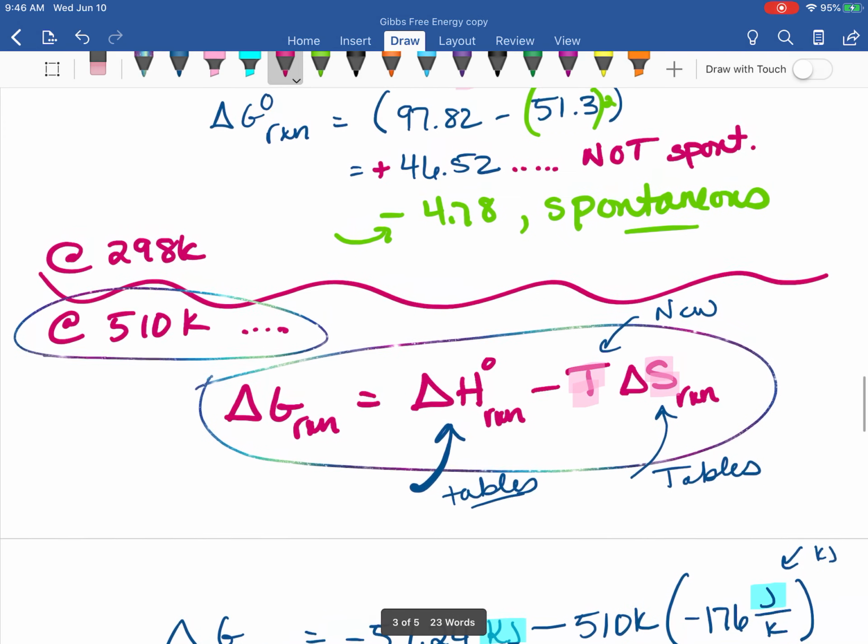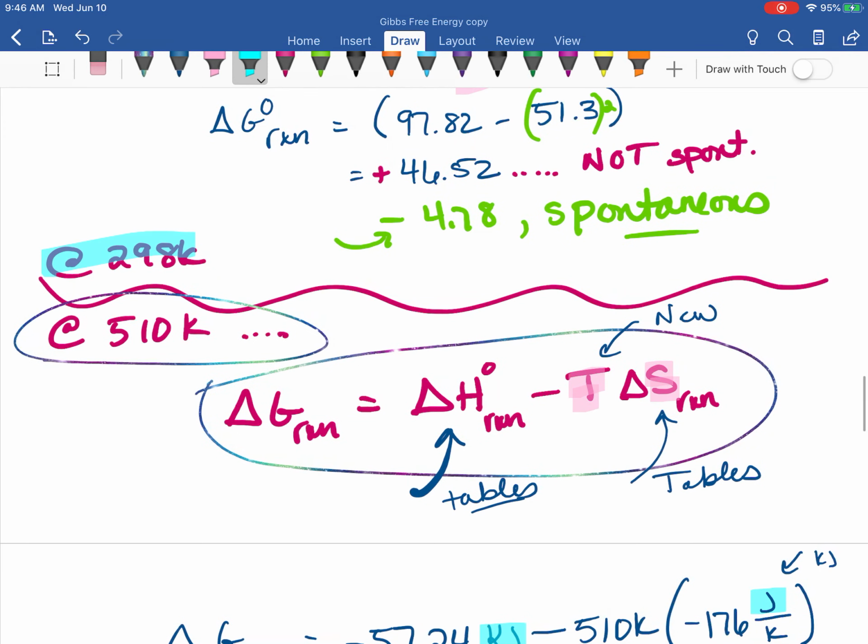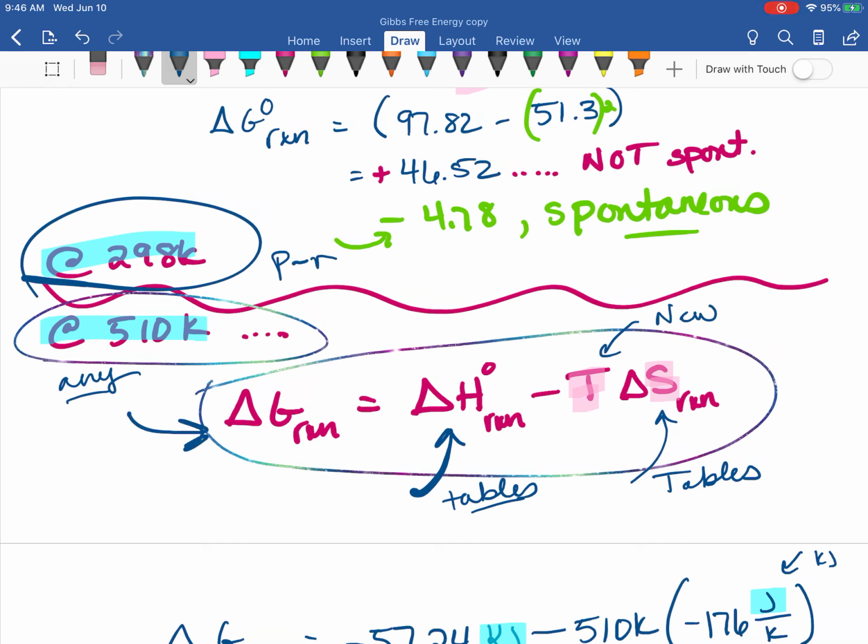So we've got two sets of conditions you have to keep in mind: your temperature with your Gibbs free energy. If you are at standard room temperature, you can do your products minus reactants. If you are at any other temperature, you have to use your Gibbs free energy equation.